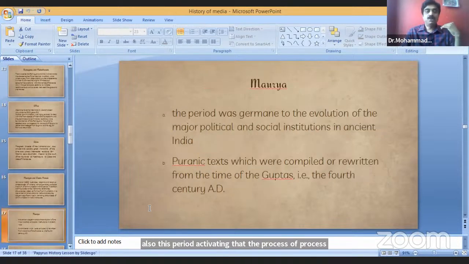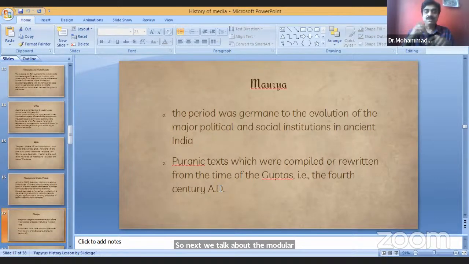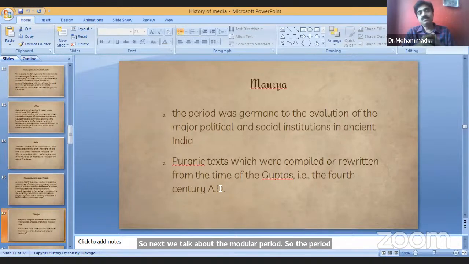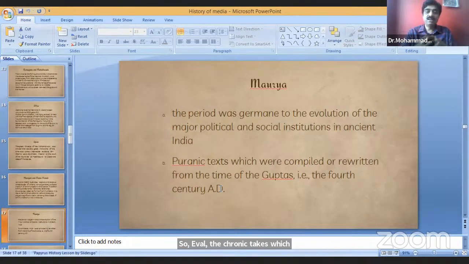So next we talk about the Maurya period. The period was germane to the evolution of the major political and social institutions in the ancient period. We can trace this through the Puranic texts, which were compiled or rewritten from the time of the Guptas, that is in the 4th century AD.